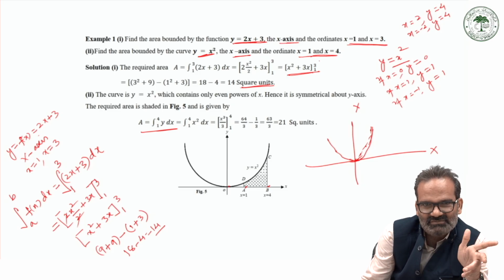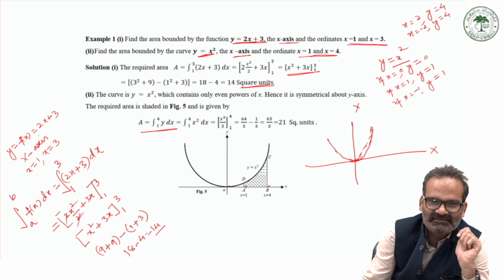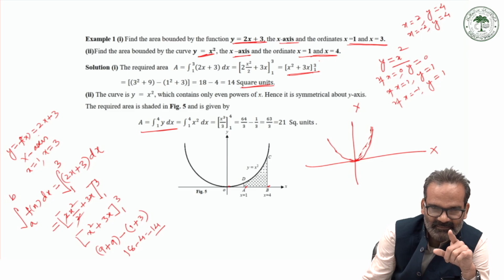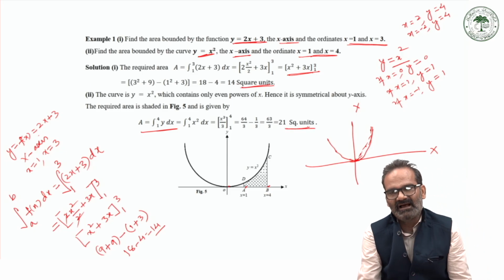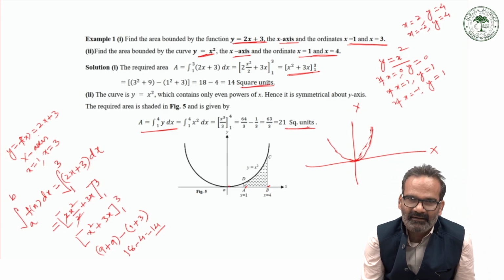Y is given as x square. And you know the integral of x square is x cubed by 3. Substitute the limits in this integral. 4 cube is 64 upon 3 minus 1 upon 3. So 63 upon 3, and it comes out to be 21 square units as the required area of the given function, right?